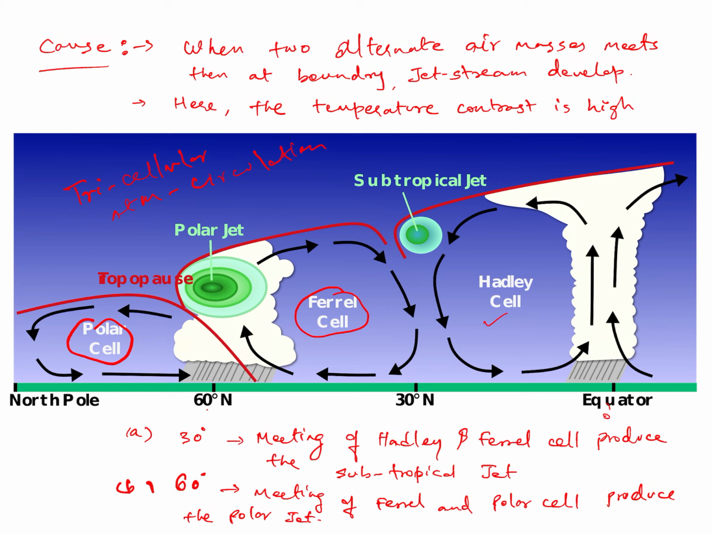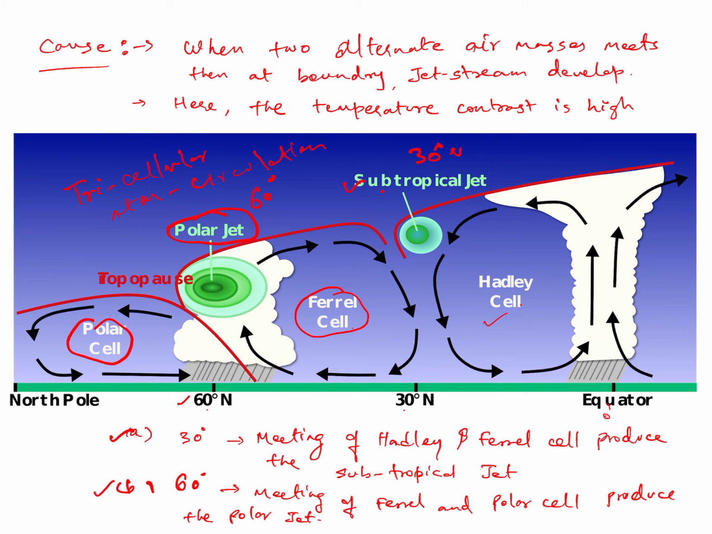As per the definition, when two alternate air masses or air cells meet, that means when the Hadley cell meets the Ferrel cell, that produces the subtropical jet stream around 30 degrees. The location is 30 degrees north and south. Similarly, when the Ferrel cell and the polar cell interact around 60 degree latitude, it produces the polar jet stream in both hemispheres. Now at 30 degrees we can see one jet stream, at 60 degrees also one jet stream. Now which jet stream is stronger?